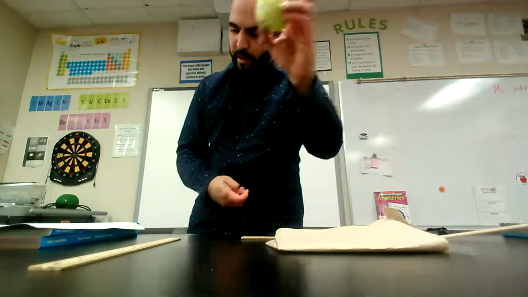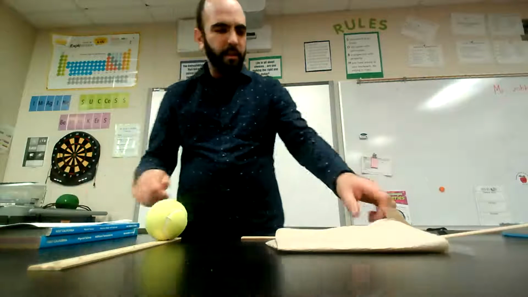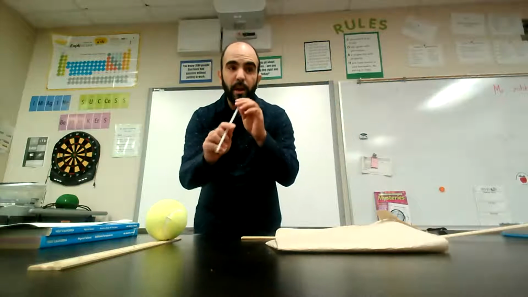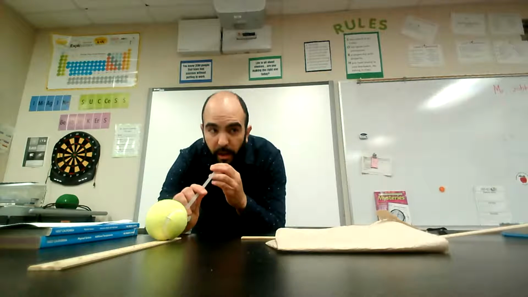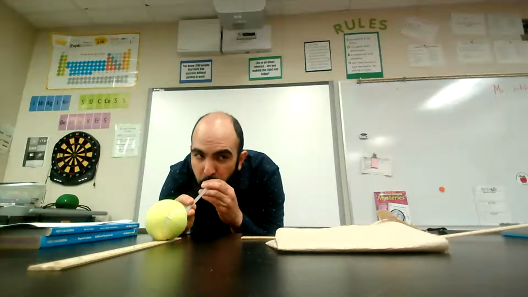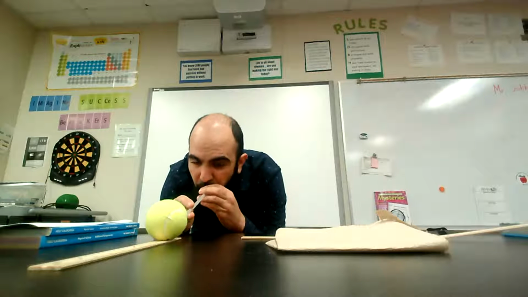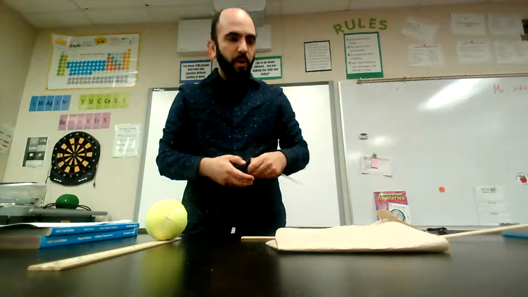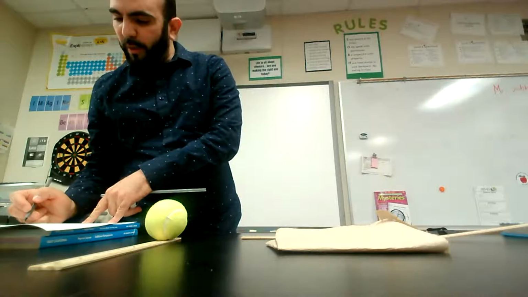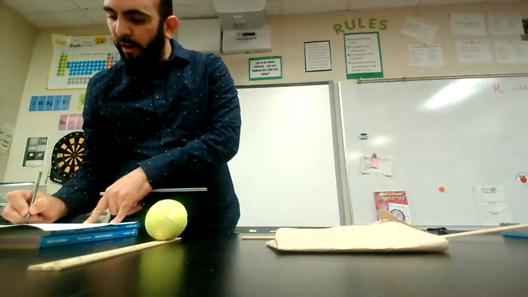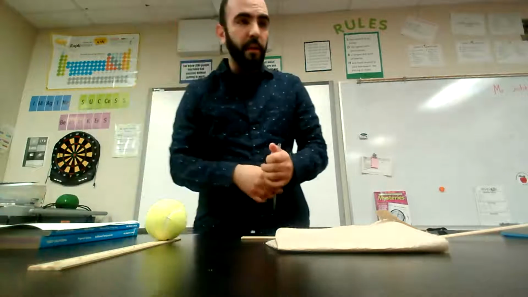Okay, for the first object, it's going to be a tennis ball. Tennis ball's right there. Get my funky little straw. And I'm going to try to blow it with the same amount of force with all objects. Doesn't move. Okay, so for acceleration rating, I'm going to write not at all. It did not move. Okay, I'm going to try it again.